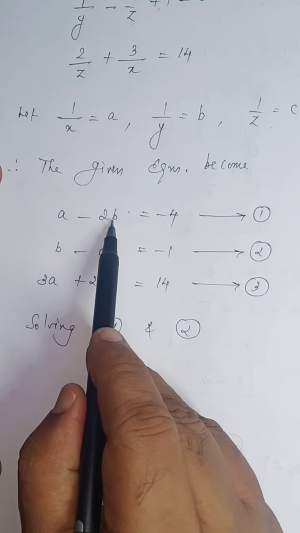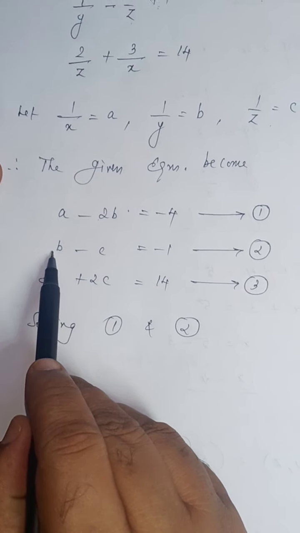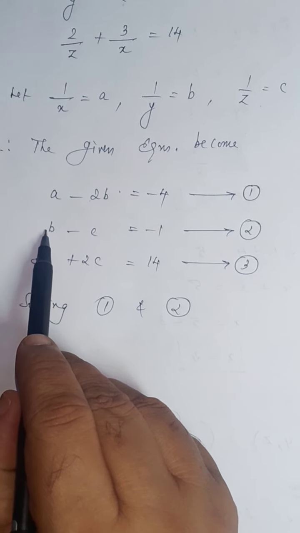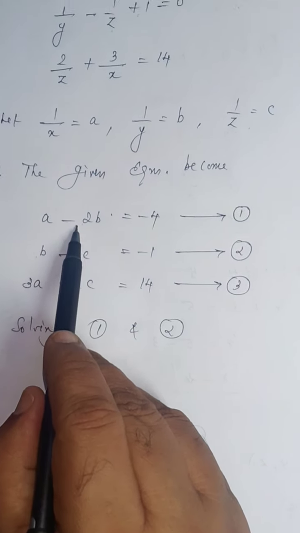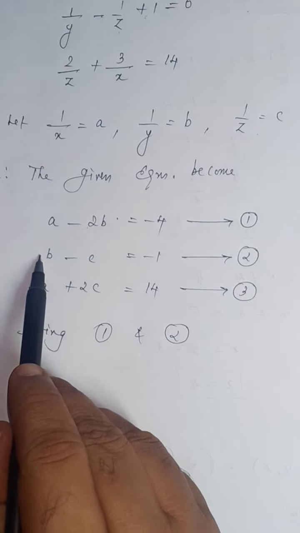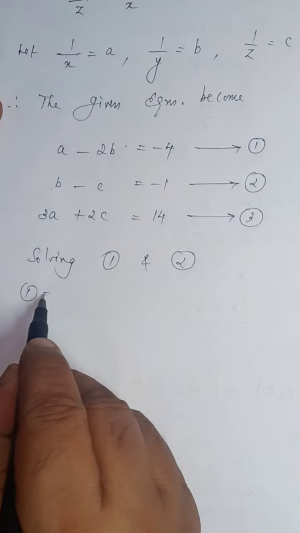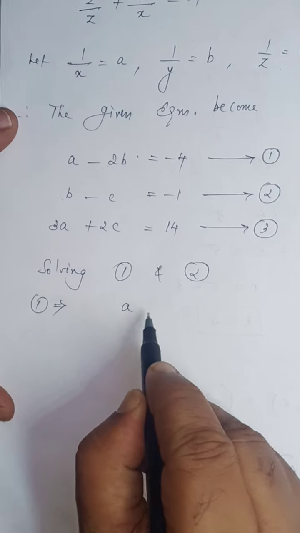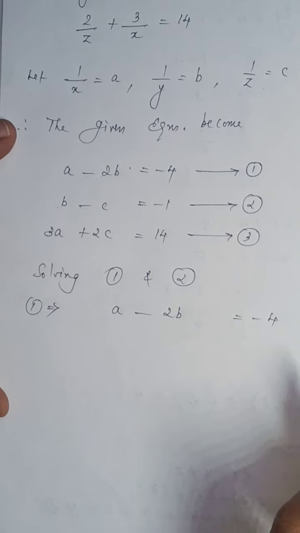Look at that coefficient of b here, minus 2, here 1. You just multiply the second equation by 2 alone. You no need to consider minus 2. Even though here minus 2, you no need to multiply the second equation by minus 2. You just multiply the second equation by 2. Write the first equation as it is. First equation please, a minus 2b, that is equal to minus 4.